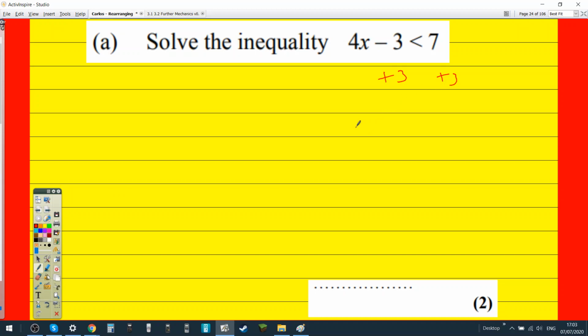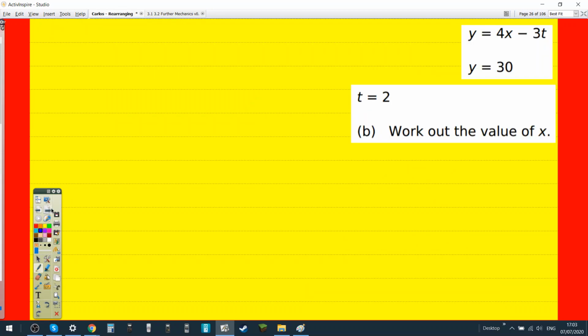So we add 3, so we get, yep, 4x is less than 10. X is less than 10 over 4, which is 2.5. Any questions there? No? Okay, let's try this one.